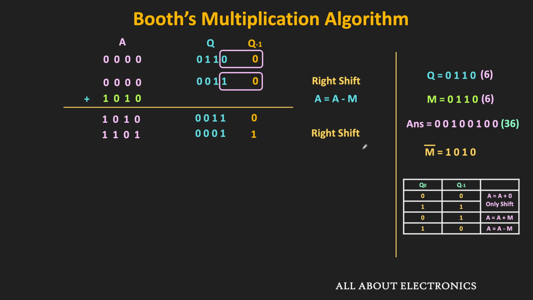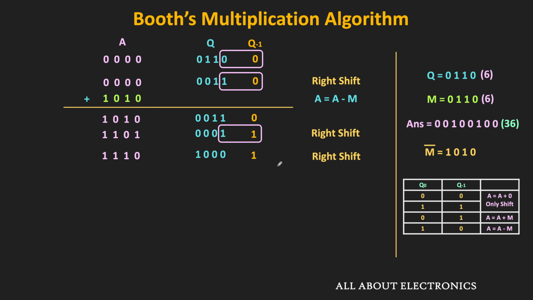And now, for the third iteration, once again, this Q0 and the Q minus 1 bits will be checked. So since they are 1 1, in this third iteration, no addition will be performed. And directly, we will perform the right shift operation. So after the third arithmetic right shift operation, this will be the content of the A, Q and the Q minus 1. So in this way, the three iterations have been completed.